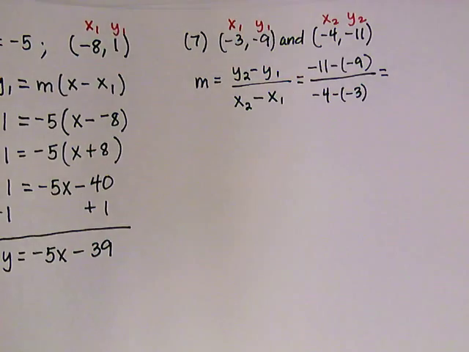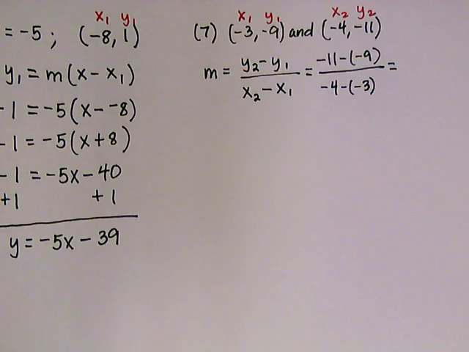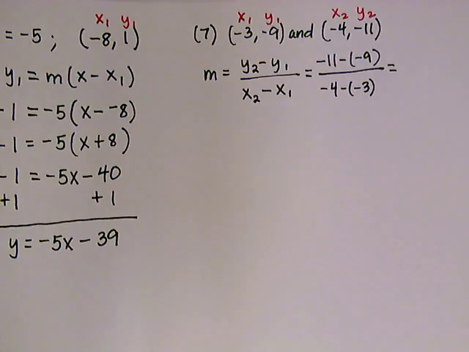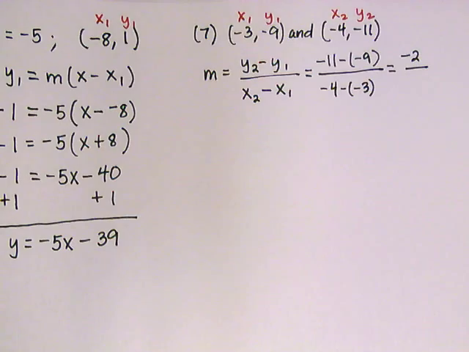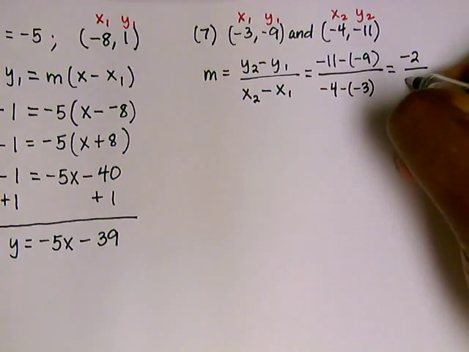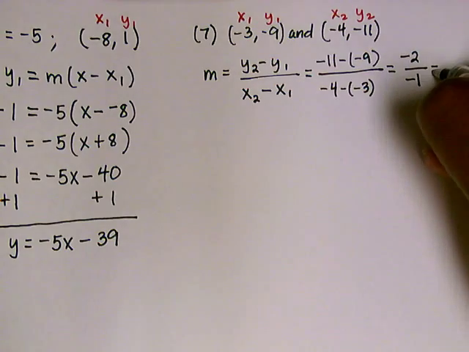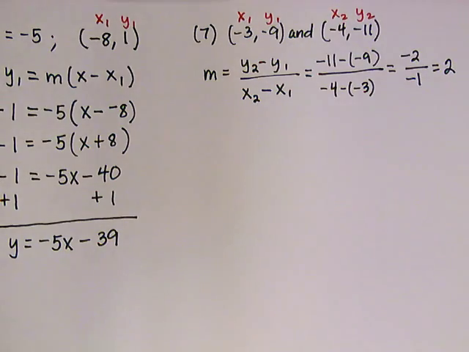In this case here, we're going to do negative 11 minus a negative 9. Now, negative 11 minus a negative 9 would be like negative 11 plus 9, which is negative 2. And then negative 4 minus a negative 3 would be like negative 4 plus 3, which is negative 1. So I got negative 2 over negative 1. Divide that out, that's going to be 2. So the slope of that line passing through those 2 given points would be 2.